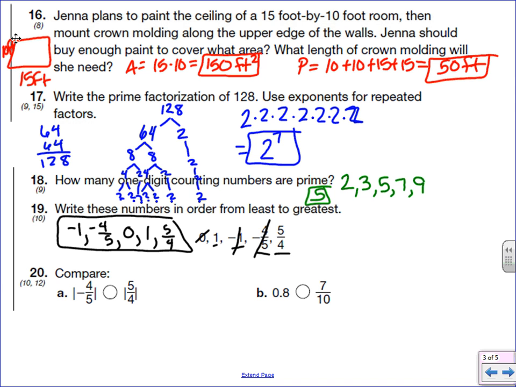Compare -5/4, the absolute value of that is 4/5, and then absolute value of 5/4 is 5/4. 4/5 is less than 5/4. 4/5 is less than 1. 5/4 is more than 1. 0.8 and 7/10. Well, if I rewrite 7/10 as a decimal, I have 0.7. And 0.7 is less than 0.8.